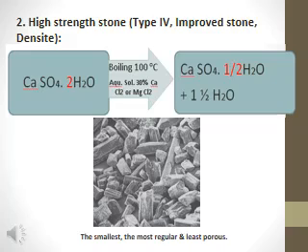Here the technique is more advanced. There is a special chemical treatment. They add calcium chloride or magnesium chloride, and both materials are water lovers. They extract water from the calcium sulfate dihydrate. This special chemical treatment during heating will create powder particles that are the smallest, the most regular, and least porous.